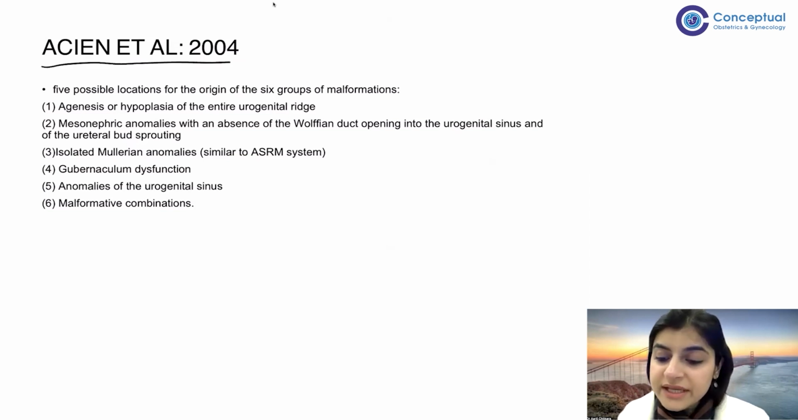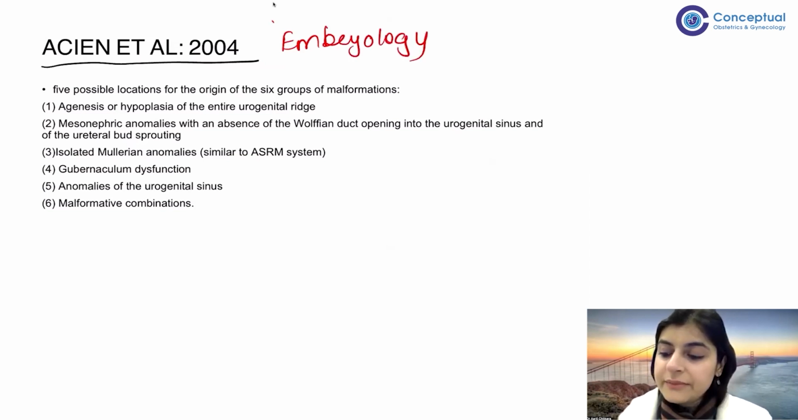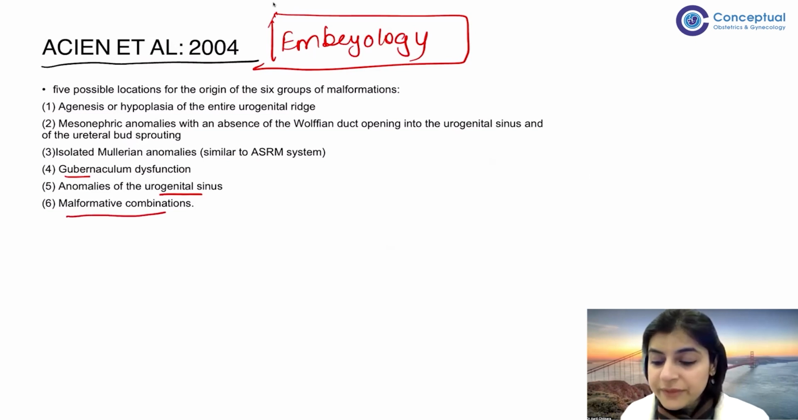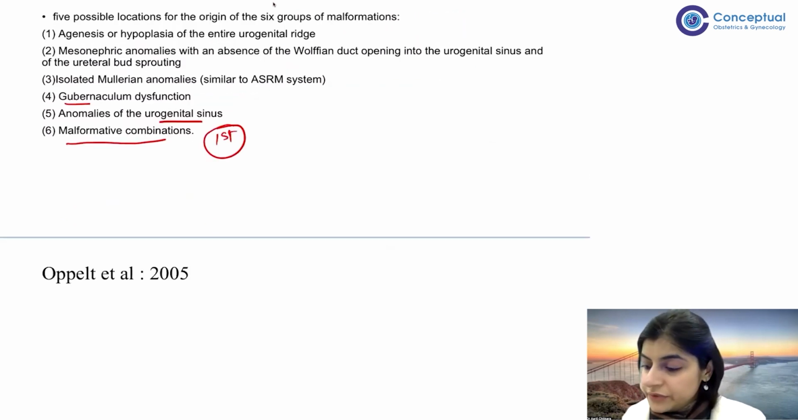You can understand Acien et al. only if you understand the embryology better. That was the whole reason why we included detailed embryology in the last class and we talked only about embryology. Third is isolated Mullerian anomalies, which is similar to the ASRM system. Gubernaculum dysfunction, then anomalies of the urogenital sinus, and there are malformative combinations, which were first introduced by Acien et al. Clear to all of you?